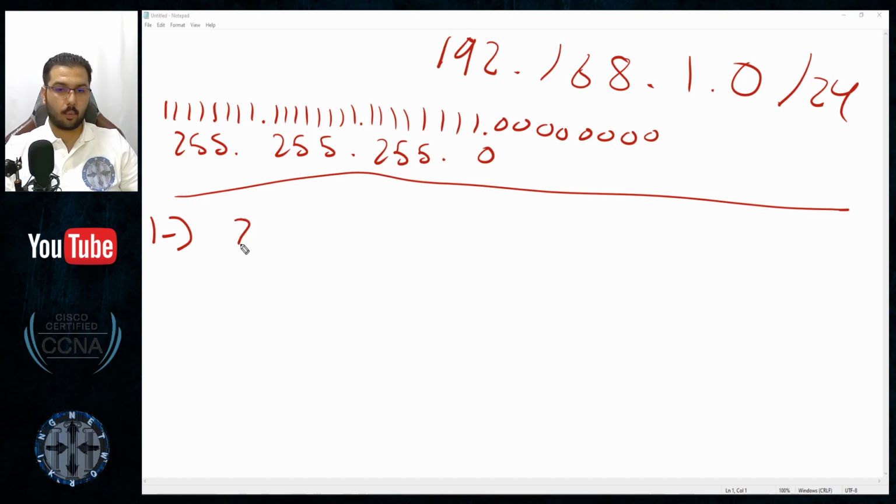Well, we have 24 ones, and we know that the total is 32. So 32 minus 24 ones, you either read that, or you do it by math. Then you have 8 zeros.